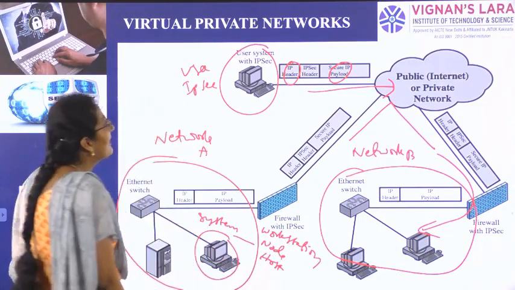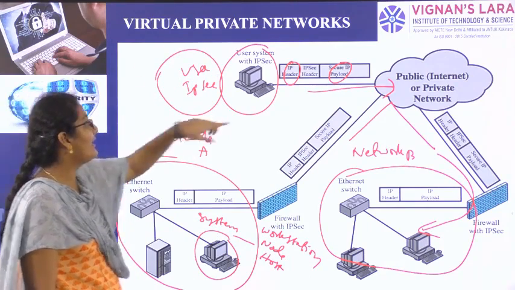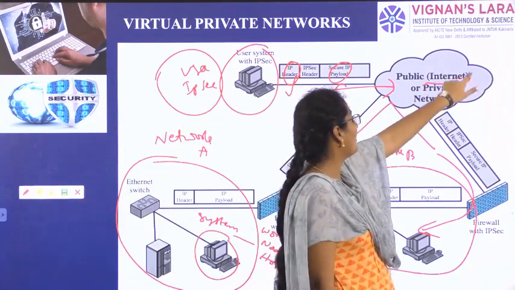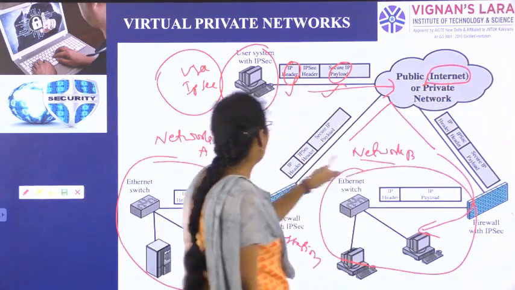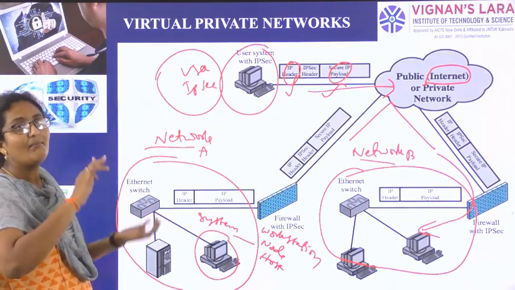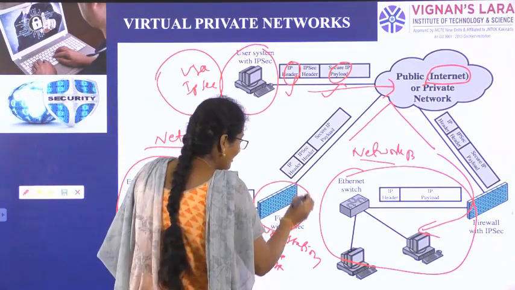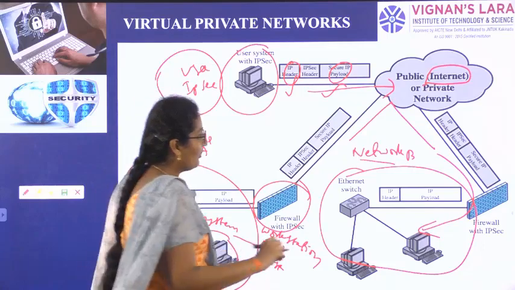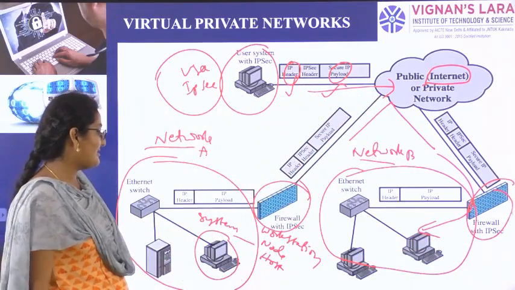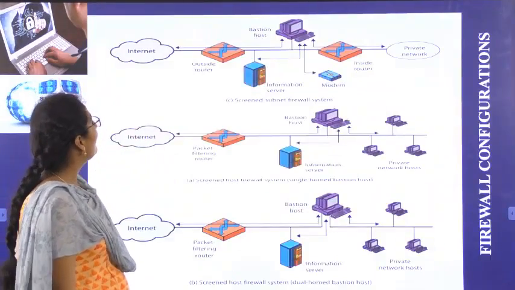So this is a virtual private network. The user has the IP security that is divided into IP header and IP payload, and somebody posted that on the internet. So from the internet, network B and network A want to access that IP header and IP payload, which is nothing but a message in the form of a packet. Network A has a firewall, and network B also has a firewall. Through the firewalls, that packet of data is received by the workstations. So this is virtual private networks.